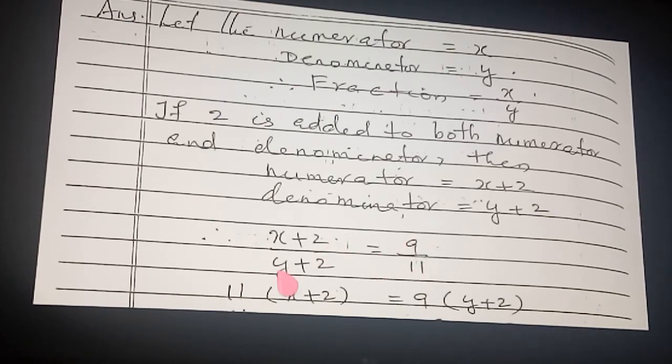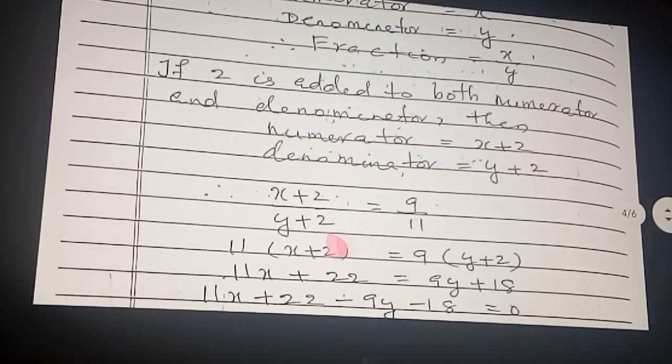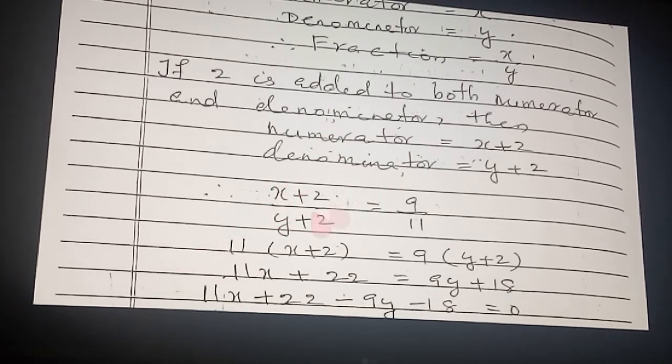Okay. Now after getting it this way, what is your method? Cross multiply and arrange the terms on one side and find the equation. So multiply now: 11 into x plus 2, and do along with me, 9 into y plus 2. So 11x plus 22 is equal to 9y plus 18. Okay, arrange all the terms on one side.